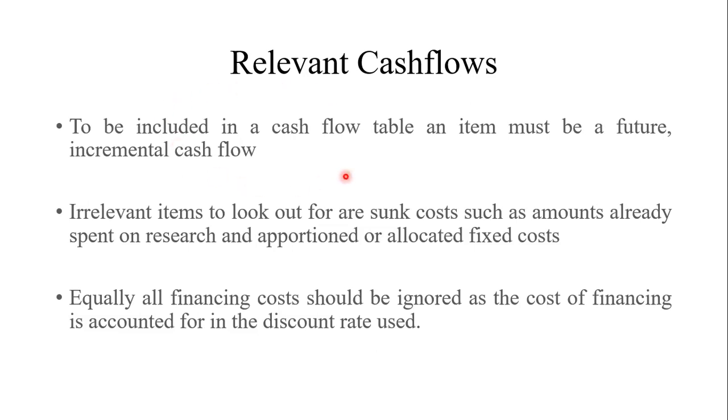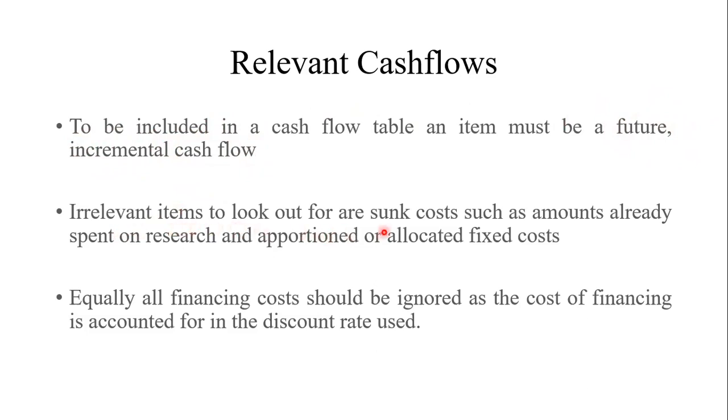Now, to be included in a cash flow table, an item must be a future incremental cash flow. There must be something subject to the decision that is being made in future. It must be incremental, just as we saw, and it must be what? A cash flow, not depreciation, not amortization, not any other thing that is not cash flow.